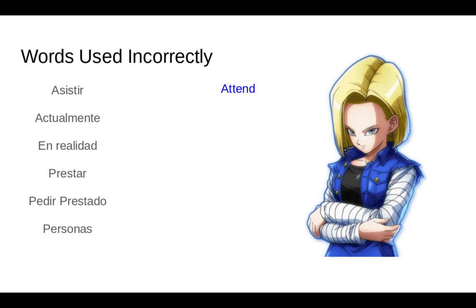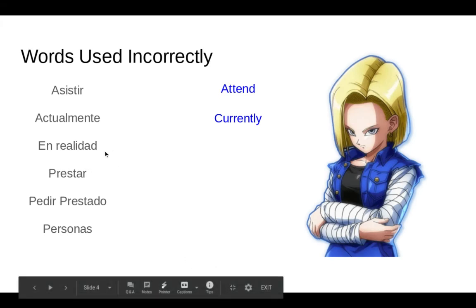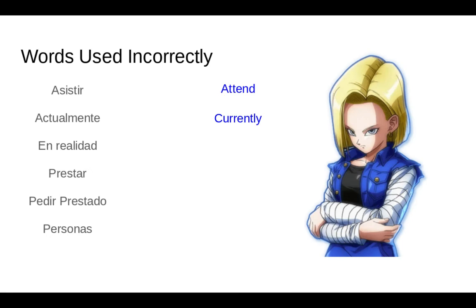Another one, actualmente. Sorry, actualmente doesn't mean actually, it means currently. Okay, so currently I am recording this video. Now, when you have en realidad, some people say in reality, it's okay, but here it'd probably be better to use actually. Okay, so an example could be: actually I do like those desserts. Someone told me it was not good, but actually I do like them.